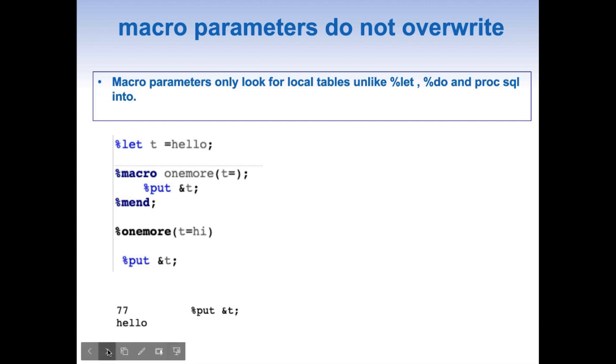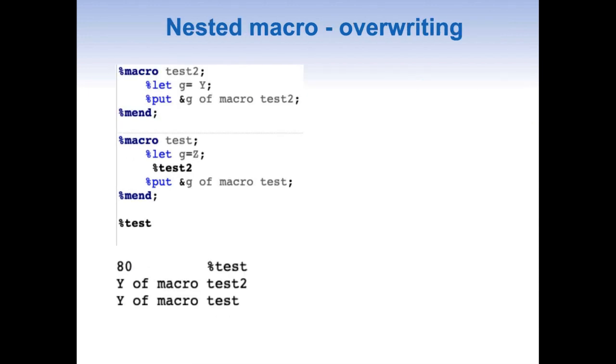Now that we have looked into this aspect, let us get a little bit deeper. Now let us discuss overwriting of macro variables when we nest macros. To understand this concept, let's look at an example. Here I have two macros. The first one is the test2 macro, in which I am creating a macro variable g, and it has a value of y. And I am also doing a percent put of ampersand g of macro test2.